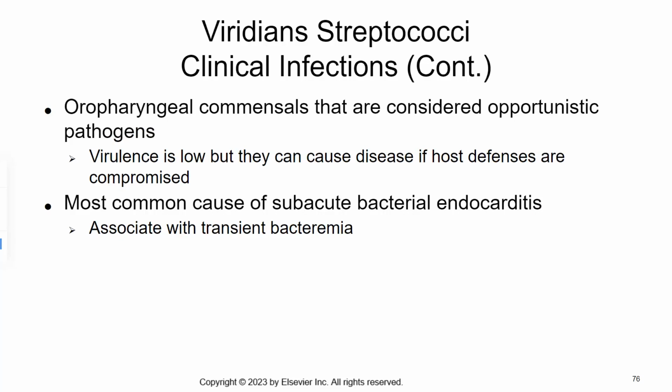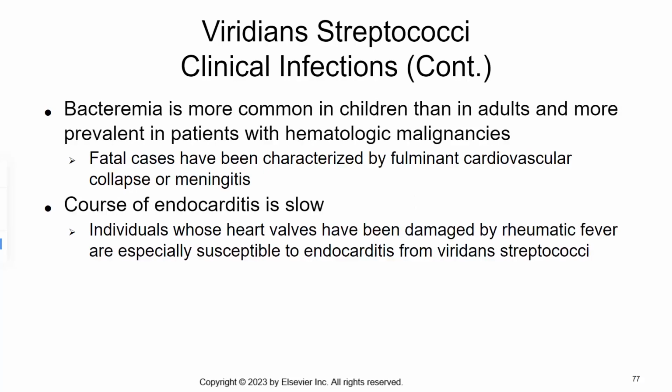Oropharyngeal commensals that are considered opportunistic pathogens. Virulence is low, but they can cause disease if the host defenses are compromised. Most common cause of subacute bacterial endocarditis. Bacteremia is more common in children than in adults, and more prevalent in patients with hematologic malignancies. The course of endocarditis is slow. Individuals whose heart valves have been damaged by rheumatic fever are especially susceptible to endocarditis from viridans strep.